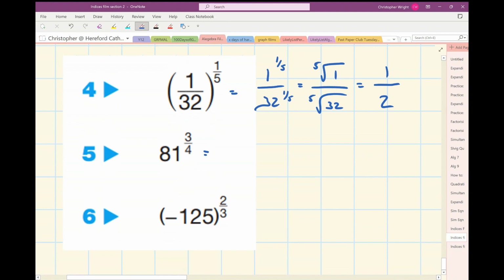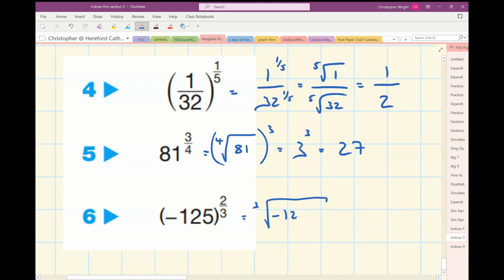81 to the power of 3/4. Right. Well, that's going to be the fourth root of 81 cubed. So that is 3, because 3 is the fourth root of 81, to the power of 3. 3 cubed, 27. And number 6. This is going to be the cube root of minus 125 squared. Now the cube root of minus 125 is minus 5. And I need to square that. Minus 5 times minus 5 is 25. Remember, a minus times a minus is a plus.